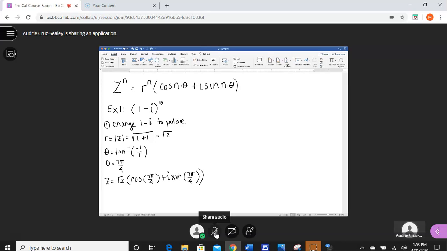So then the next part, here's the second part. Now that we have that in polar form, it wants me to take z and raise it to the 10th power. So that means you would have the square root of 2 to the 10th power. You raise r to the same power. And then it would be cosine of 10 times 7 pi over 4 plus i sine of 10 times 7 pi over 4.